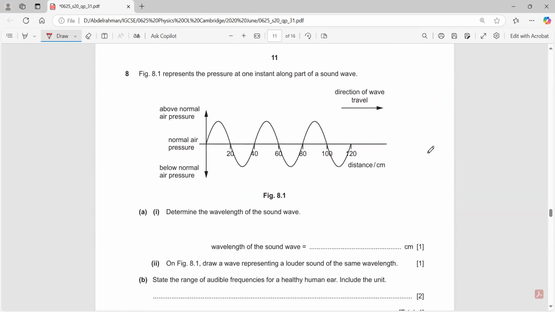Okay, moving on to question 8. What is the wavelength of this wave? That's easy. Wavelength is 20. Is that correct? No, definitely it is wrong. The wavelength is 40. Okay, so this is the wavelength.